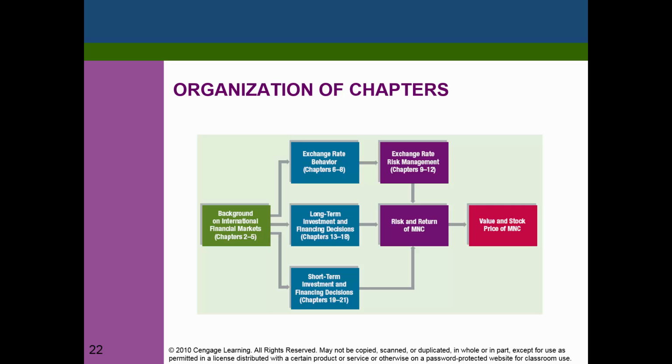Now chapters 13 to 18 talk about the long-term investment and financing decisions, and they also deal with the risk and return of an MNC. So what we see here is that when you put both of these together, we talked about the cash flows and we talked about exchange rates. So both of them can affect the future cash flows. And we also talked about the short-term investment and financing decisions. So the firm's decisions where to keep the money they get from their business abroad.